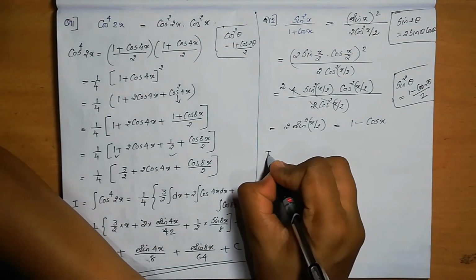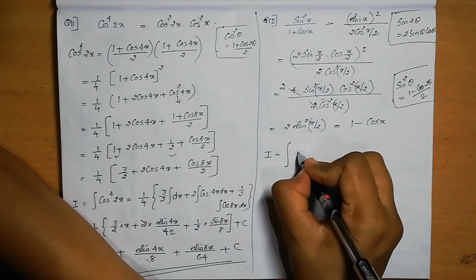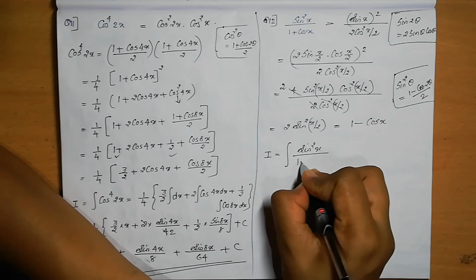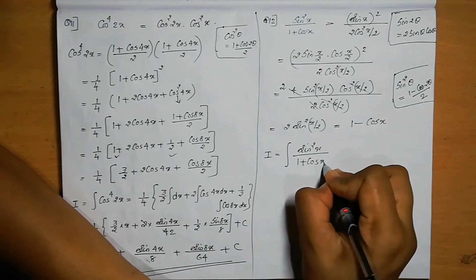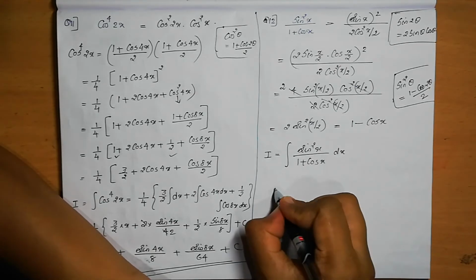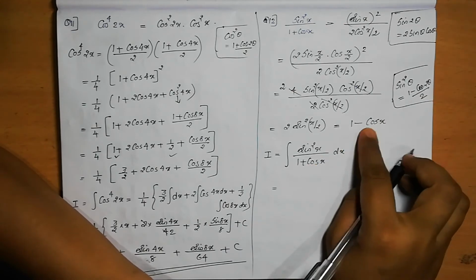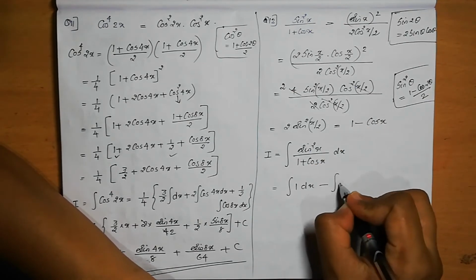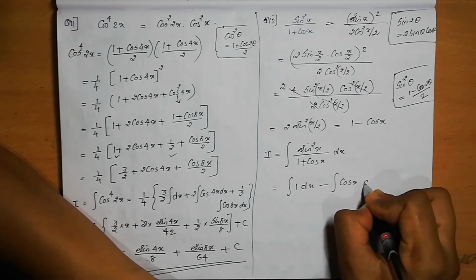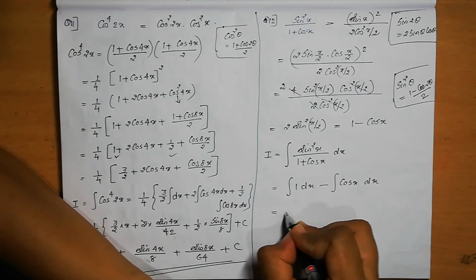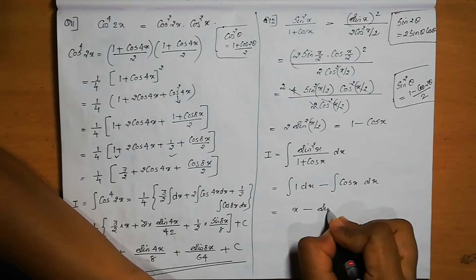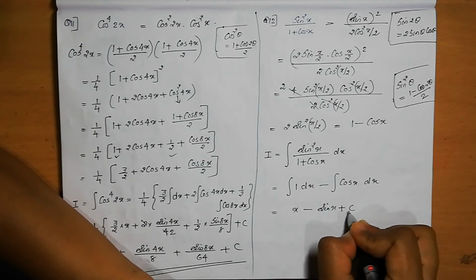So I equals integral sin square x by 1 plus cos x dx. That means instead of this one, we can write integral 1 dx minus integral cos x dx. So integral 1 dx is x, minus integral cos x is sin x, plus c.